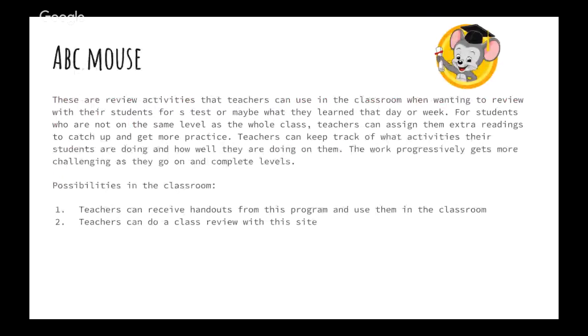ABC Mouse is an app where students can review activities that teachers can use in the classroom when wanting to review with their students for a test or maybe what they have learned in a day or week. For students who are not on the same level as the whole class, teachers can assign them extra readings to catch up and get more practice. Teachers can keep track of what activities their students are doing and how well they are doing them. The work progressively gets more challenging as they go on and complete the levels.